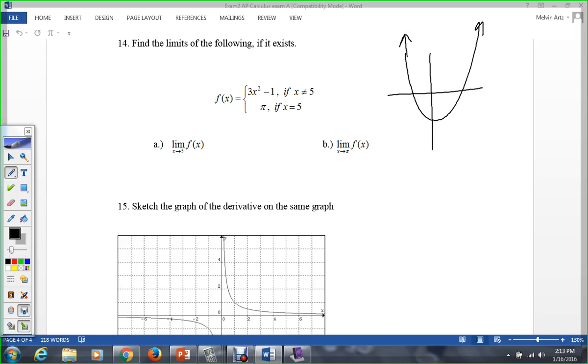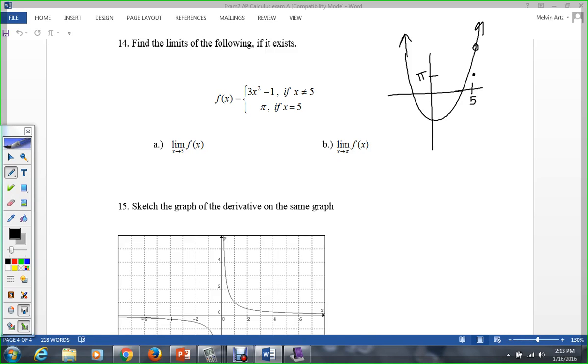But this is not defined at 5 on the parabola. Let's say this is 5 here. It says that when x equals 5, the function equals pi. So I know that if the function was defined on the parabola at 5, that would be something like 74. So it's defined down here at pi. Okay? So we would have an open circle up here in the graph at 5. I know that's kind of big, but okay, whoops, went through it. Okay, so that's the idea.